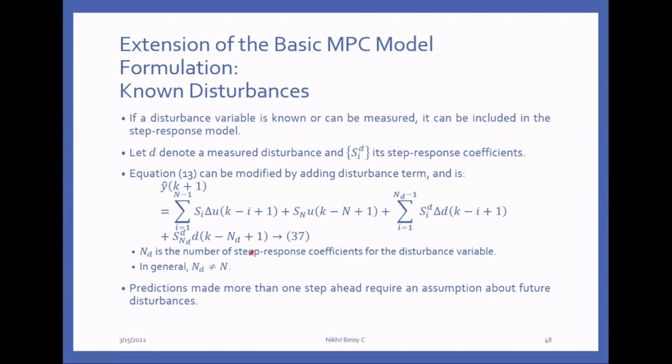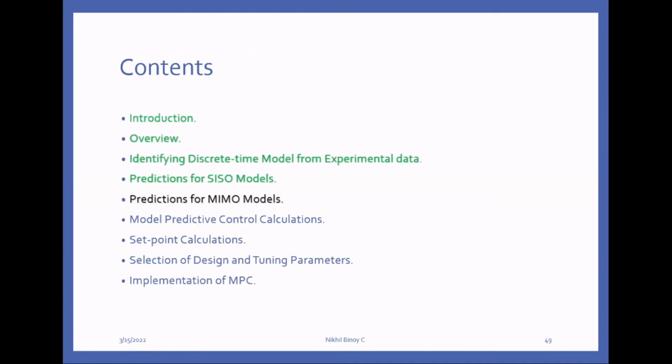So predictions made more than one step ahead require an assumption about future disturbance. We are not calculating it. That is the difference between input and disturbance. For the input, we are finding the next input required for the system, but we are not finding the disturbance required. Actually, disturbance is not a required one. So there is a difference between these two terms. If we are not finding it, we have to assume it. We have to assume the future disturbance.